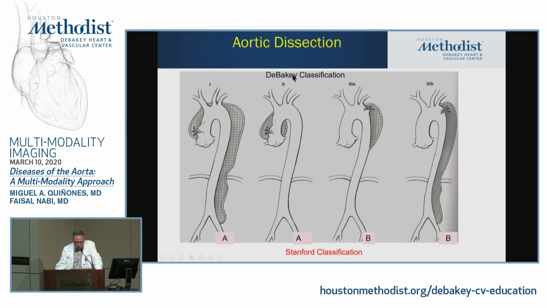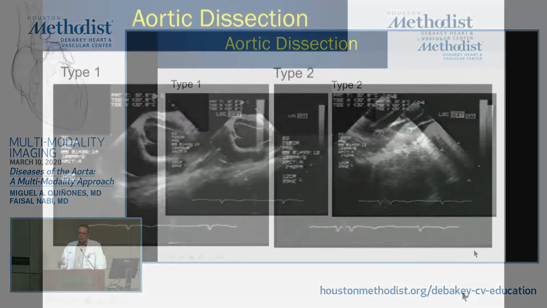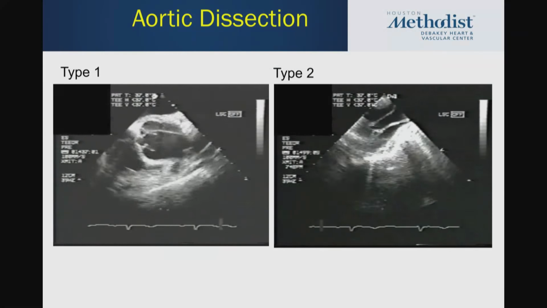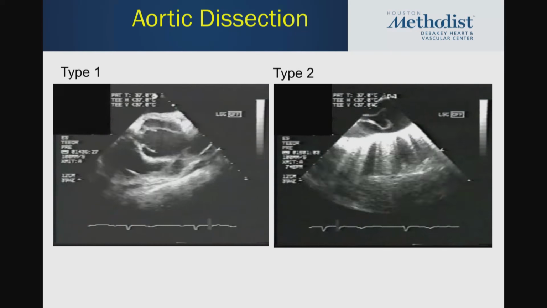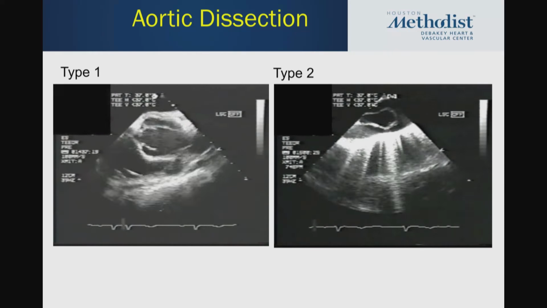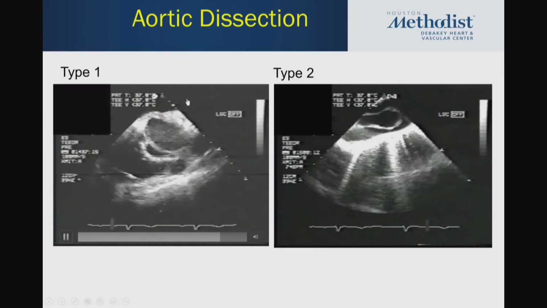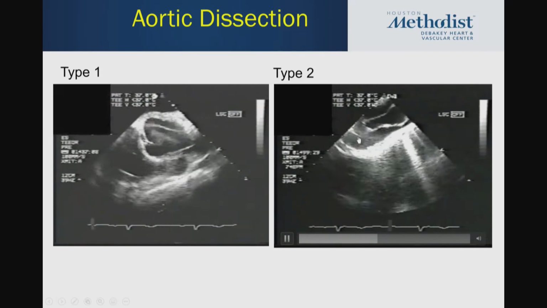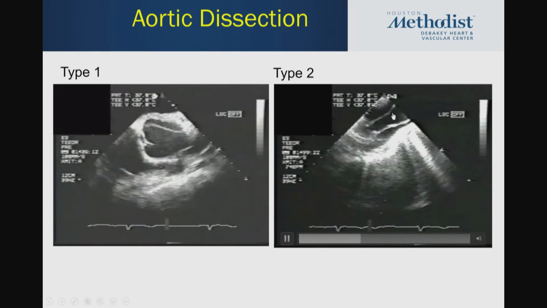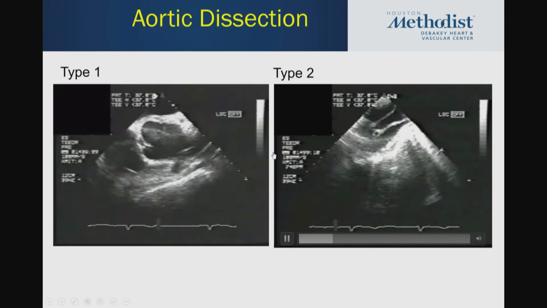Again, the classification, the DeBakey classification here, Stanford classification over here. Same for dissection as for acute aortic syndromes. And TEE gives you truly a beautiful, beautiful look at a dissection in 99% of the times. This is a type 1, and this is a type 2 where we can see it ending right here at the arch. Both will be called type A's because both are ascending aorta.